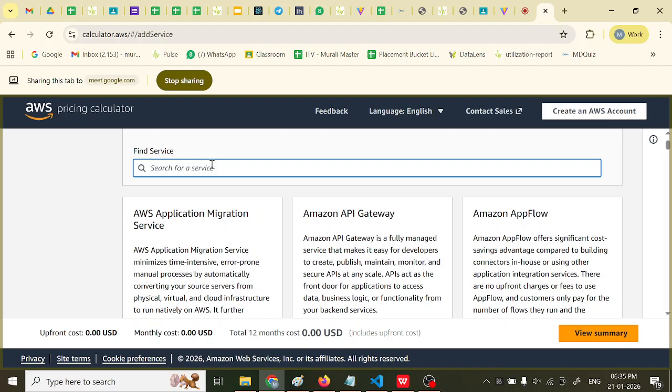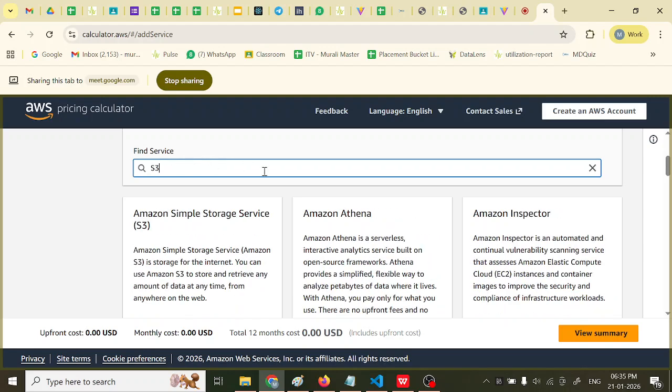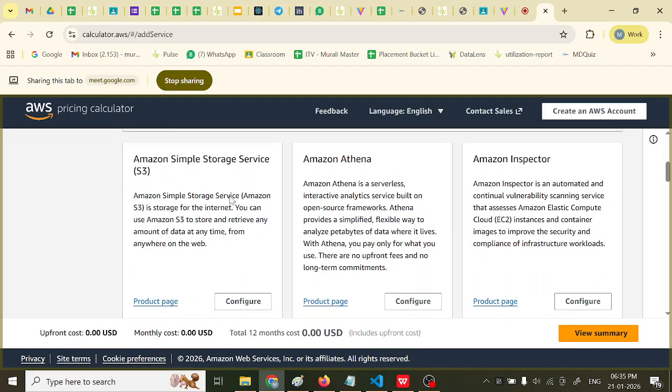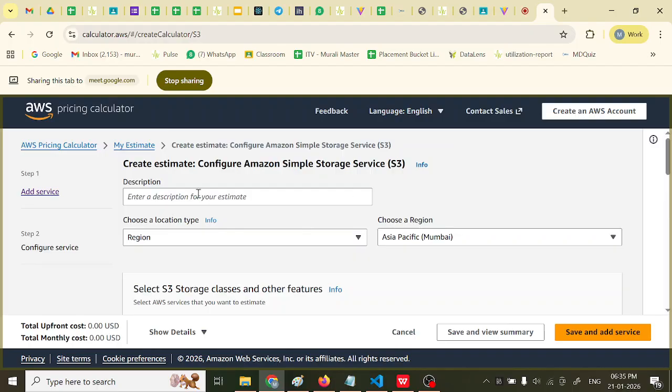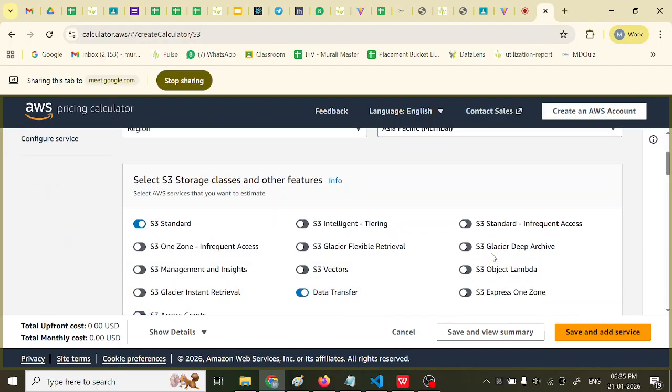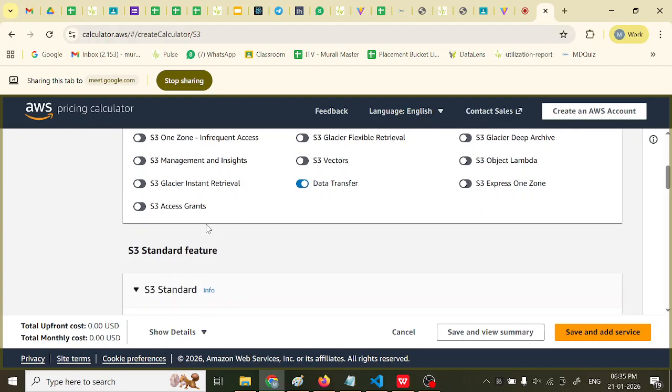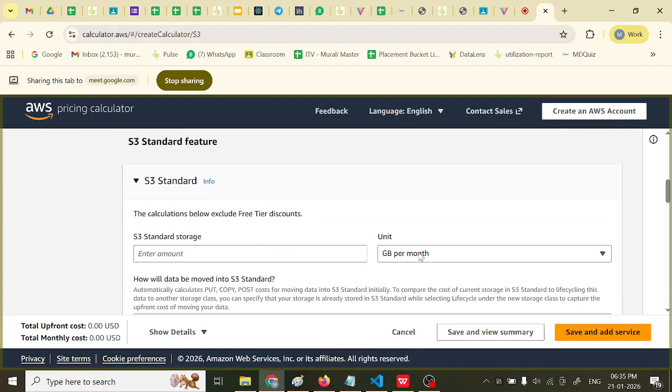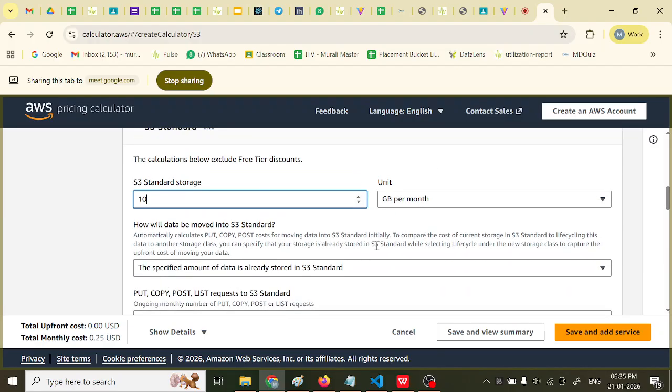Next, what service do I want? I want first the S3 bucket. So S3 is Simple Storage Service. You click configure. Now here you can give whatever description you want, like Asia Pacific storage classes S3 data transfer. Now come down, you can see how much per GB you will spend. We are just mentioning 10 GB I will spend.